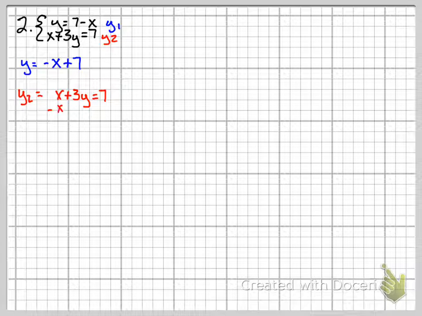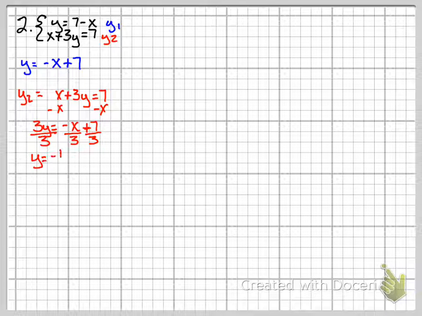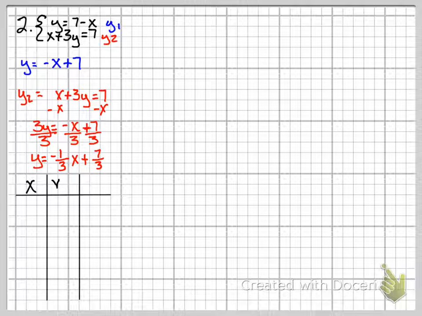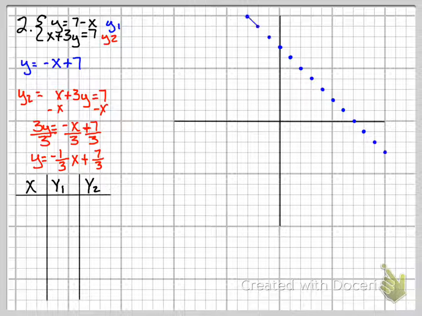So, move my x over. 3y is negative x plus 7. I'm going to divide by 3. That gives me y is negative 1/3 x plus 7/3. Do my table. Do my graphs. Okay. So I start that at 7 and do my negative x slope, my negative 1 slope. Then I do 7/3, which is 2 1/3, with a negative 1/3 slope.